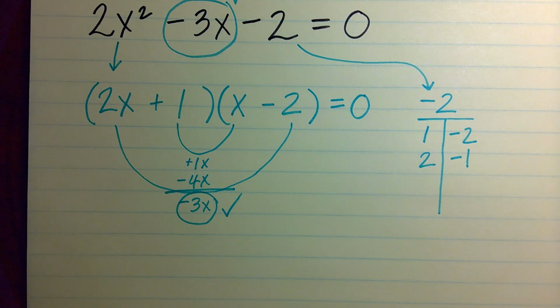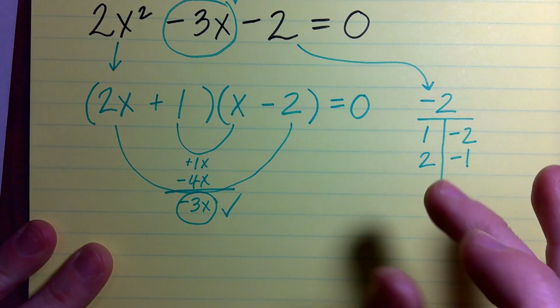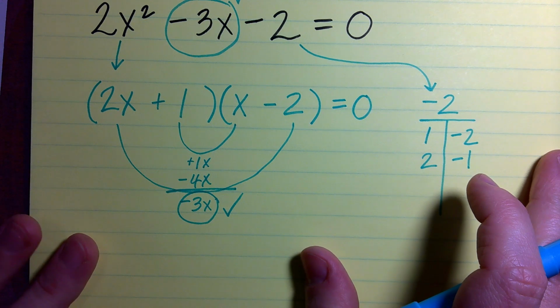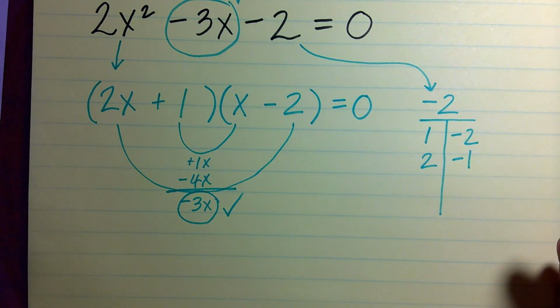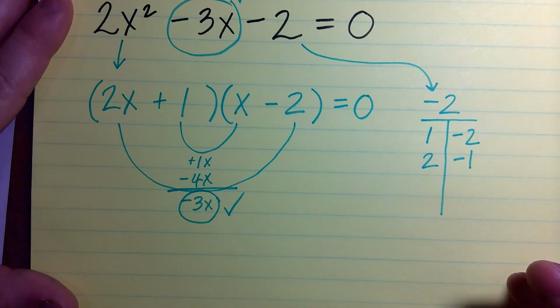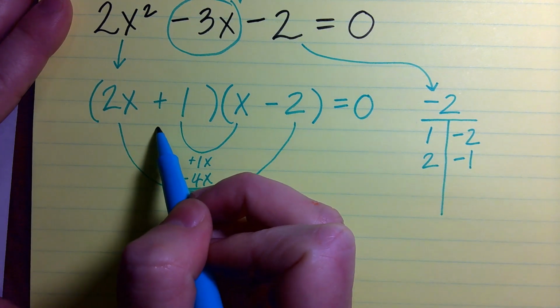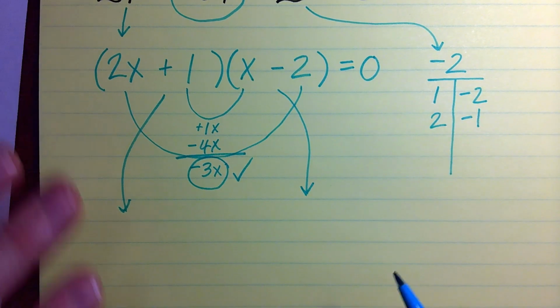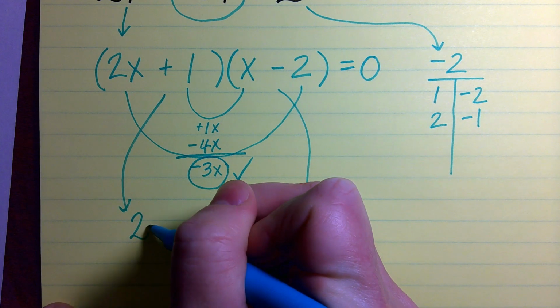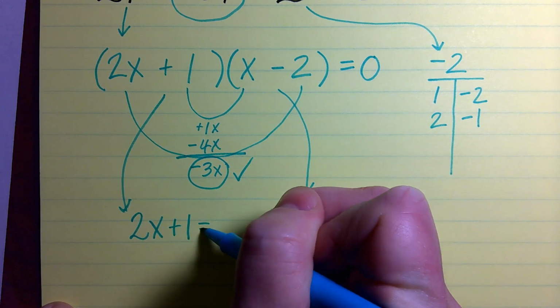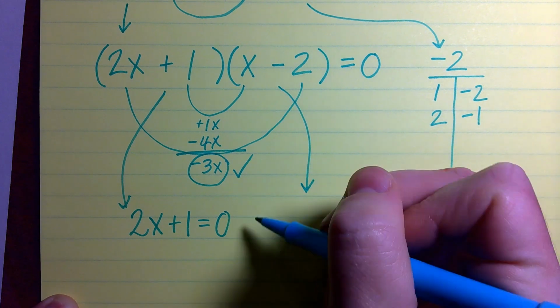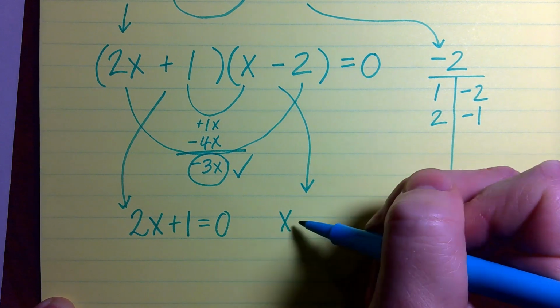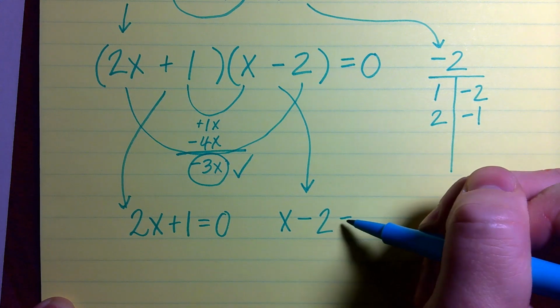So, we got to this point. Give everybody a moment to make sure they've got it all written down and they're all caught up. I want you to think about this. What do you think we're going to do now to solve for x? Yes, exact same thing. I'm just going to make 2 separate equations, set them equal to 0. So I've got 2x plus 1 equals 0. And I've got x minus 2 equals 0.